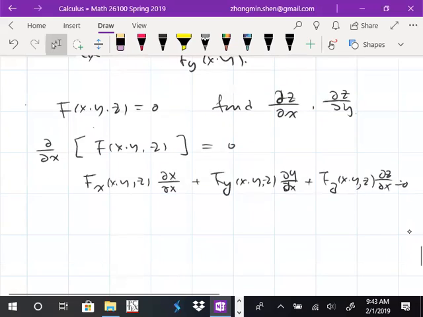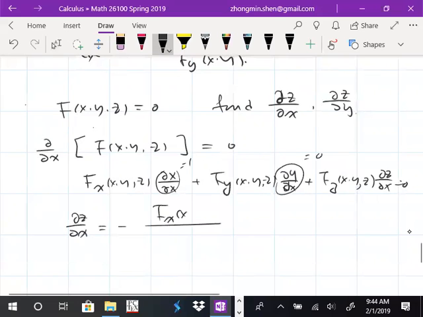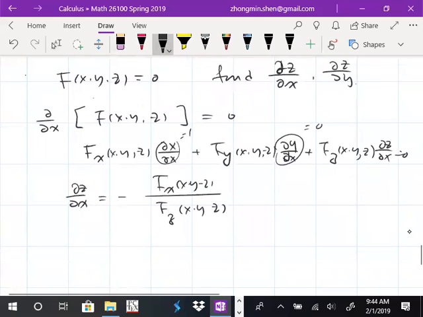Well, this is going to be 1 and this is going to be 0. So the partial derivative of z with respect to x will be negative, and this is the z. And similarly, you can get the partial derivative of z with respect to y.